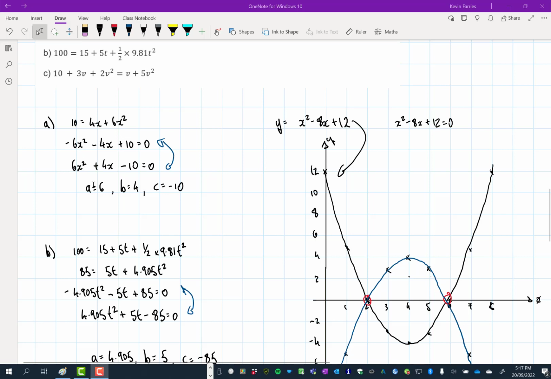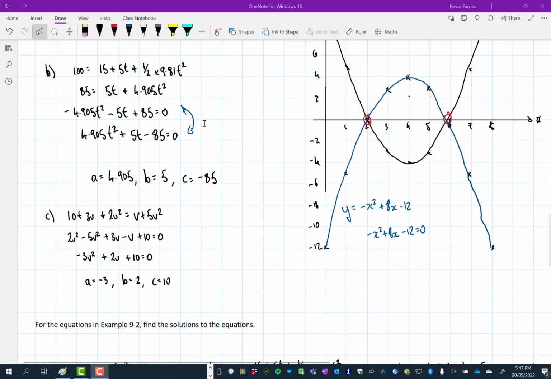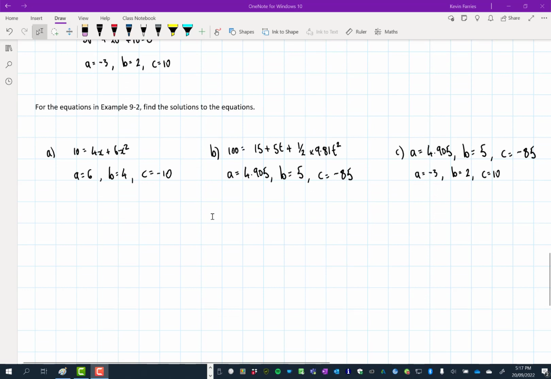And then you can times it by -1 maybe to get rid of negatives if you've got too many negatives, and then you're figuring out what the value of A, B, and C is. Okay, so you have to rearrange first, then find A, B, and C. Then you just plug those into this equation.